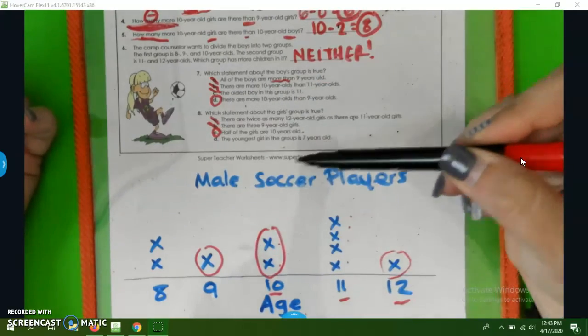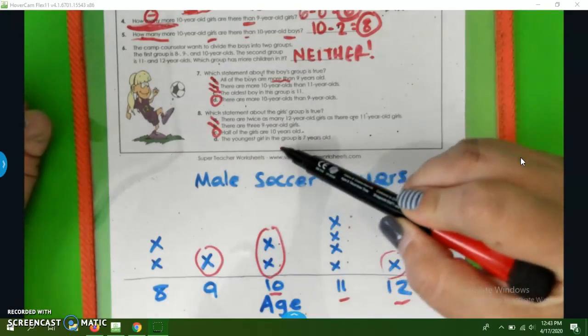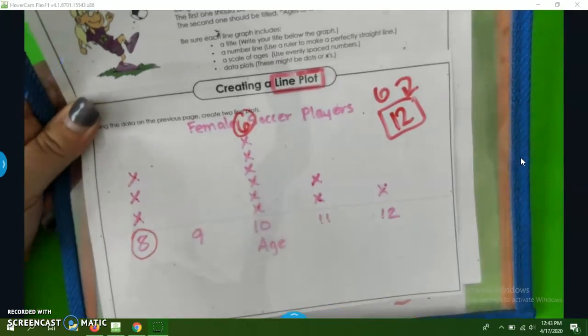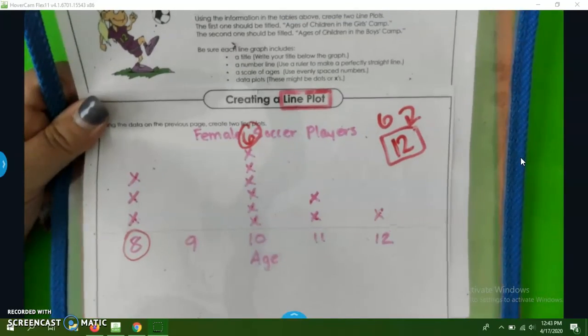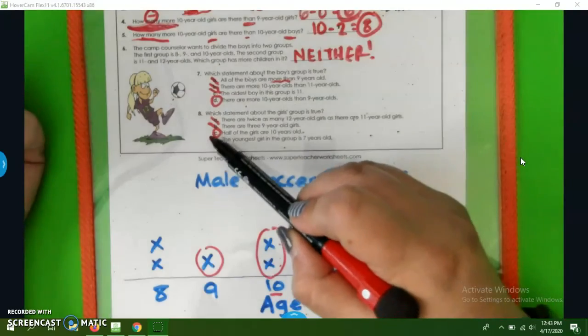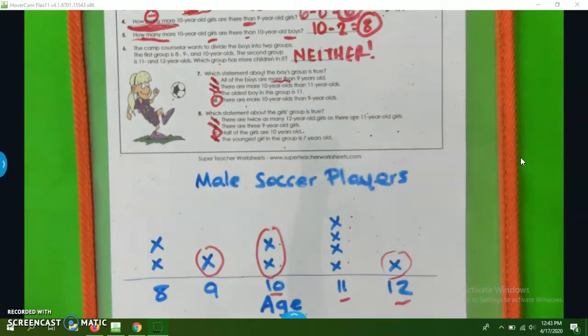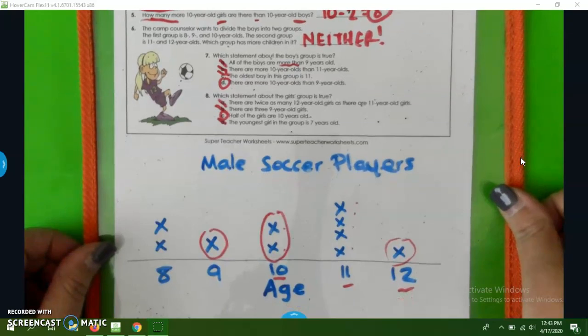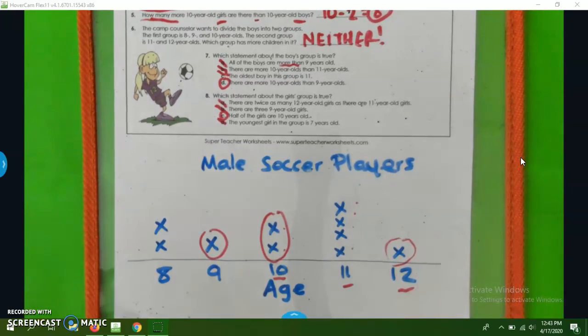And we'll check the last one just to make sure. The youngest girl in the group is 7. Well, no, because we already said that our line plot starts at 8 years old. So, hope that is a good little intro for you to line plots. I am going to do one more video that lets you guys practice line plots a little bit, and then you are ready to go.